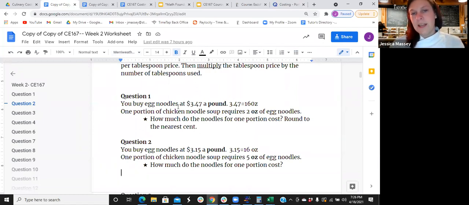You buy egg noodles at $3.47 a pound. 1 portion of chicken noodle soup requires 2 ounces of egg noodles. How much do the noodles for 1 portion cost? Round to the nearest cent. Does anyone want to walk me through how you might find that answer? Because I can walk you through it, but we already know I know how to do it.